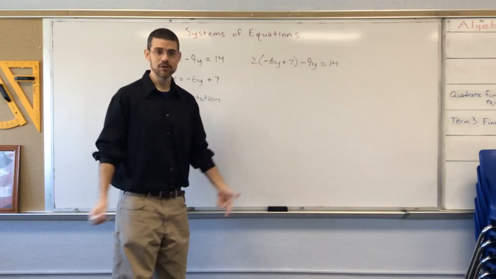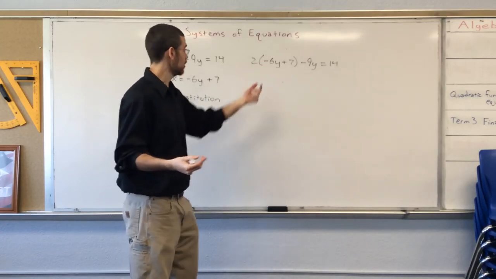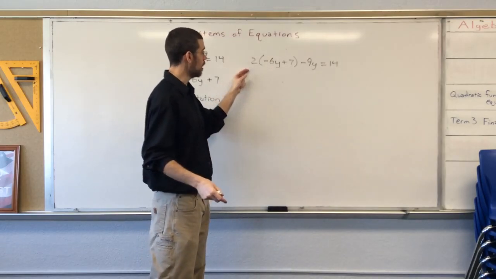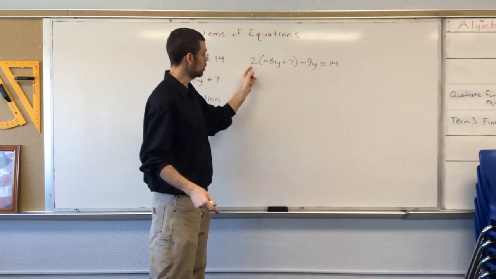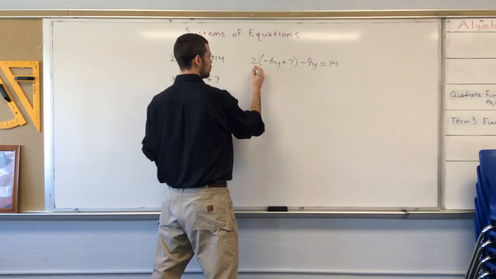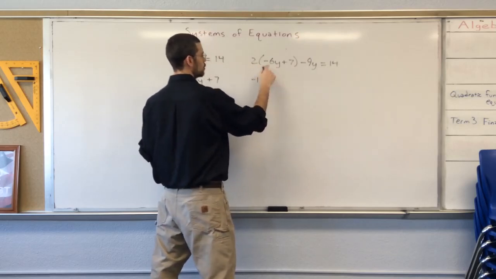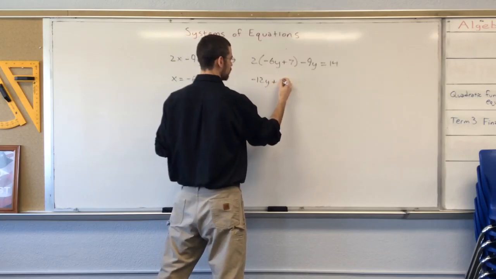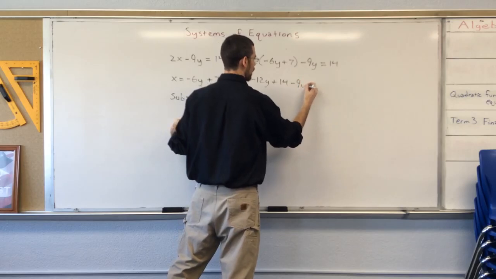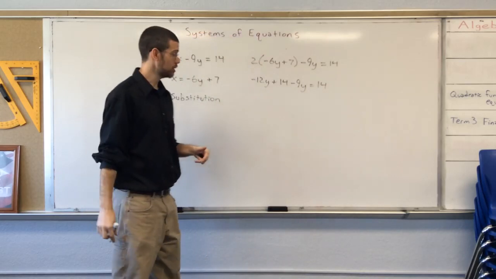We first want to get rid of parentheses. We can't combine our y's until we get this y out of the parentheses somehow, so we can do that by distributing 2 across this addition, and that'll look like this. So 2 times negative 6y is negative 12y. 2 times positive 7 is positive 14. Then we write the rest of it. 9y hasn't changed. Equals 14 hasn't changed.